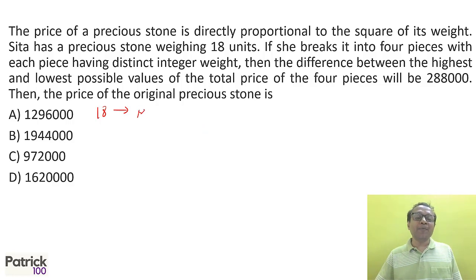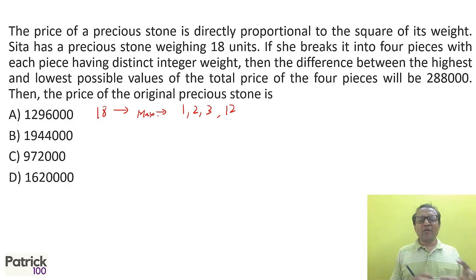So if I look at maxima, the rest of the weight, lowest weight can be 1, 2 and 3. So maximum weight will be 12. 12 plus 3 plus 2 plus 1 is 18. If I want to maximize something, I have to minimize everything else. So I want to maximize one weight because square will be higher for a higher number. I want a stone with a higher weight, so the rest of the weights have to be lower. So lower will be 1, 2, 3, the lowest possible. So highest will be 12, because each has a distinct integer weight.